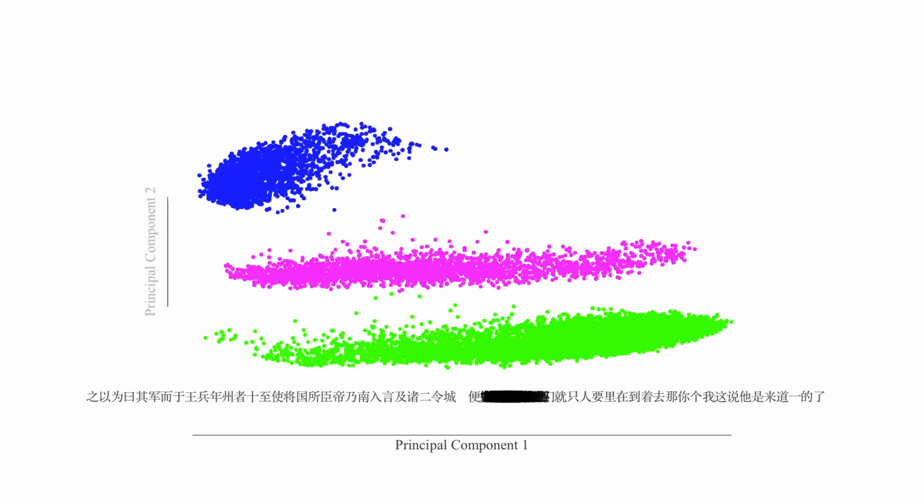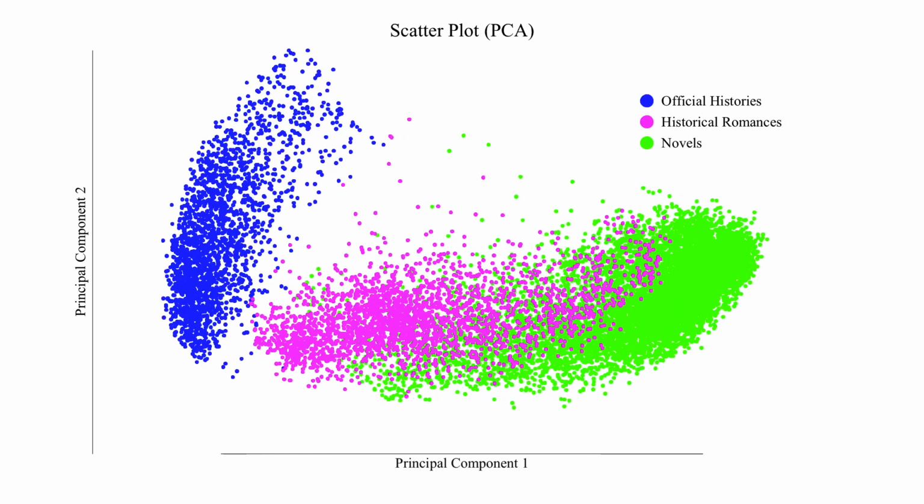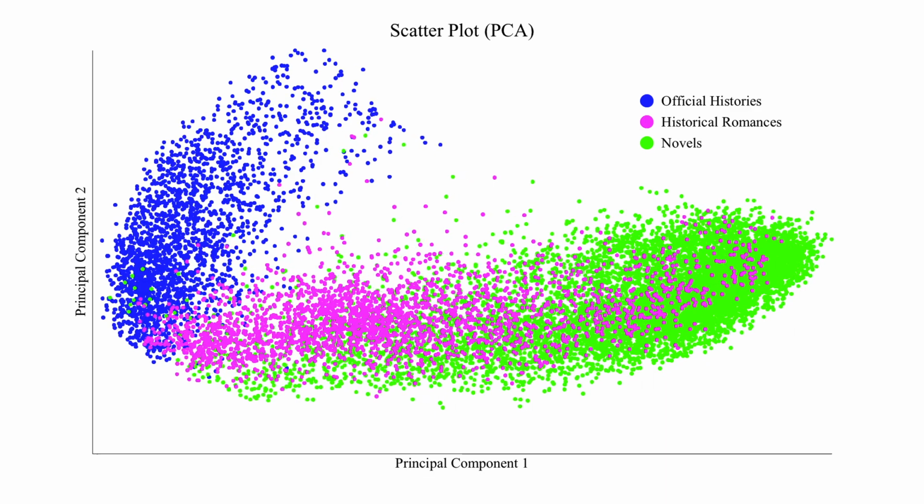If we look just at the second principal component, we get a different view. Here, histories are the most widely dispersed, with historical romances and novels staying fairly well in the center of the plot. We can use the combination of these 2 axes to start to analyze and think about the broader stylistic relationships among these documents at the corpus level.